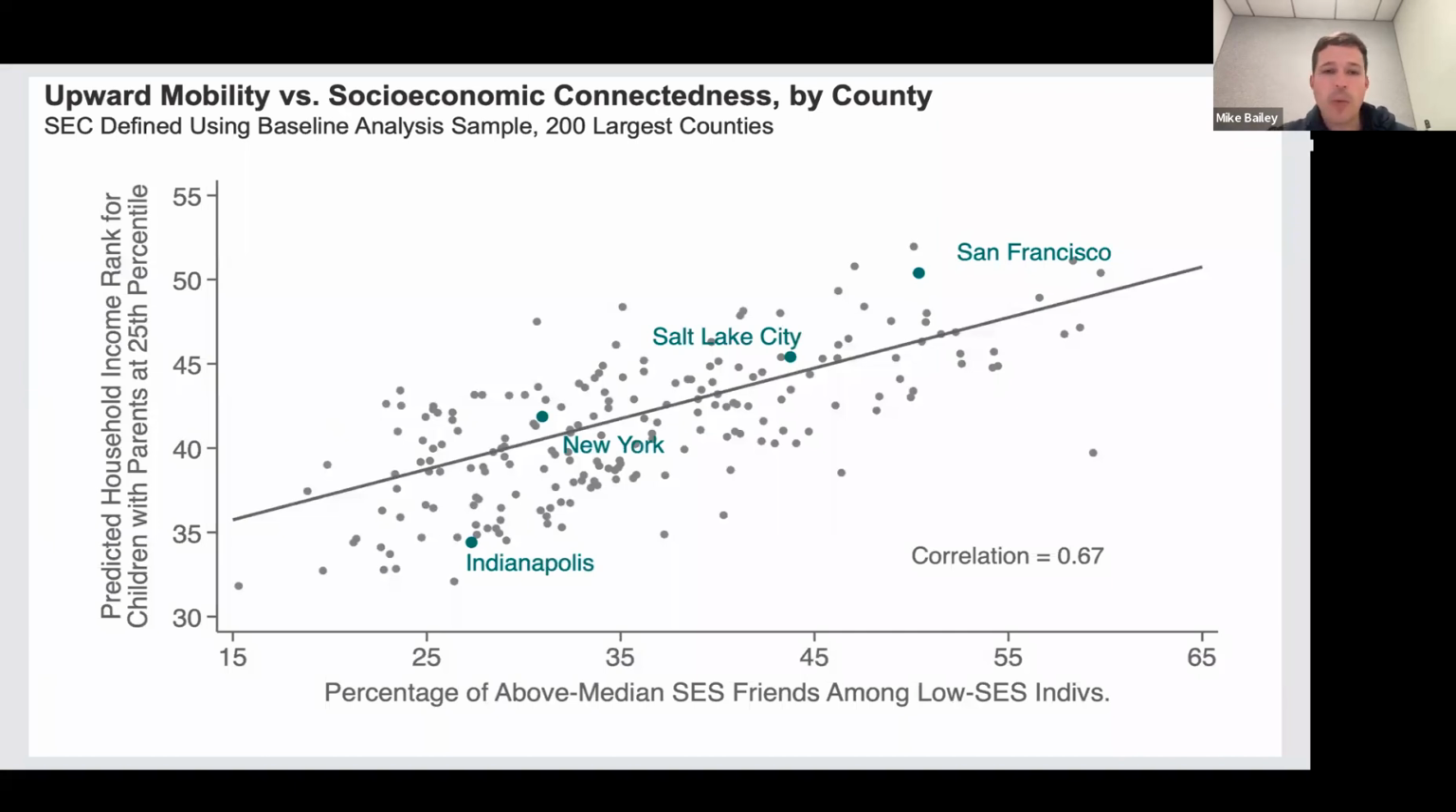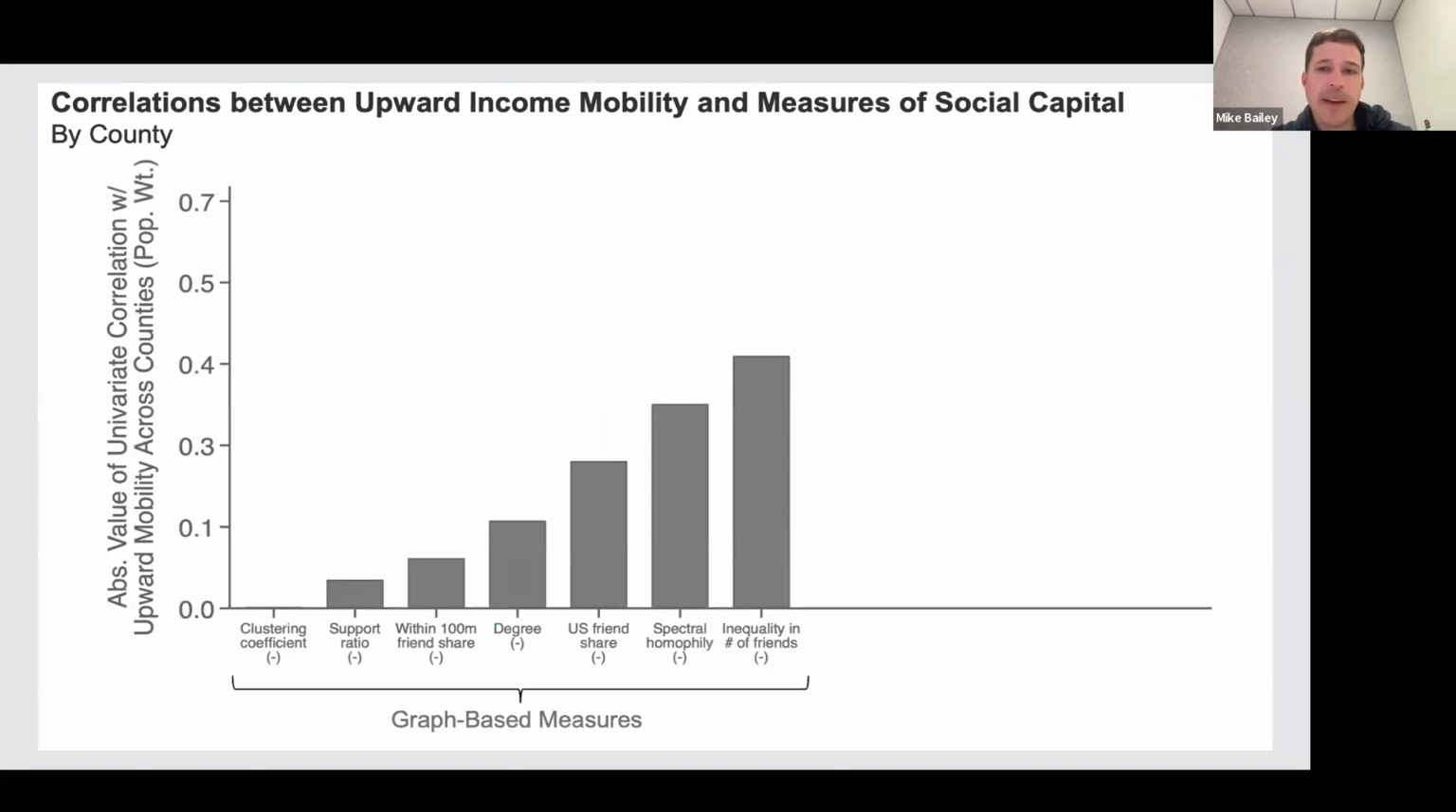So we ran a big model where we tried a bunch of these measures. The goal is, how much variation can we explain in upward income mobility? One way is you can take a bunch of these graph-based measures, things like the clustering, the support ratio, the degree of people, the inequality in number of friends, like the Gini coefficient of the network, things that just use the structure of the network and nothing else. And you'll see that some of them are correlated with upward income mobility. It looks like the inequality measure has a relationship with it, but clustering does not.